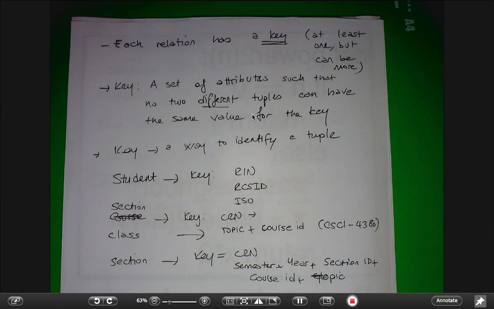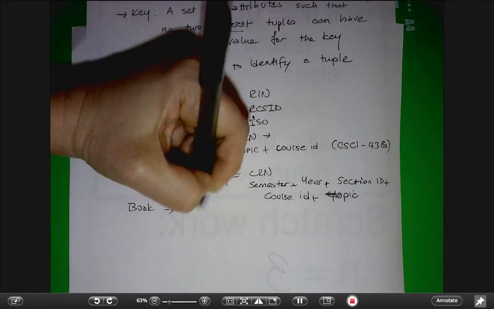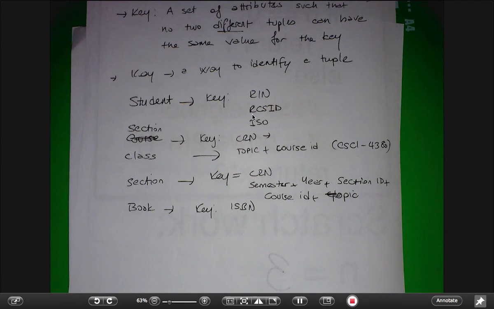There's one last one. How about a book? What uniquely identifies a book? ISBN number. So let's say we have a book. The key is ISBN. Okay? Well, by the way, if you have bought the book, will your book have the same ISBN as mine? So will ISBN distinguish between my copy of the book and your copy?